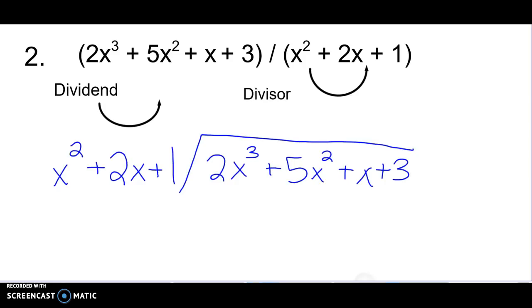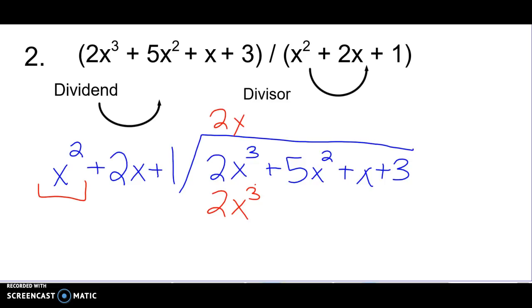And when you're doing this, you're looking at the leading term. So how many times do I need to multiply x squared by to get 2x cubed? 2x times. And then when you're multiplying through, you can multiply your 2x times each term. So 2x times x squared gives you the 2x cubed we wanted.